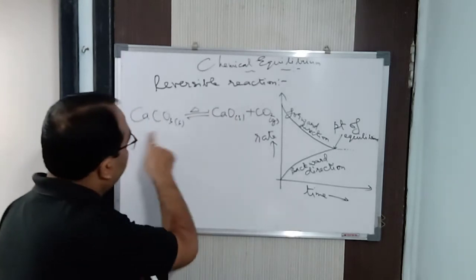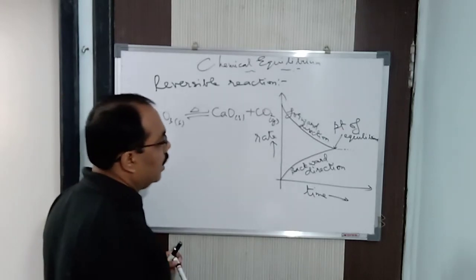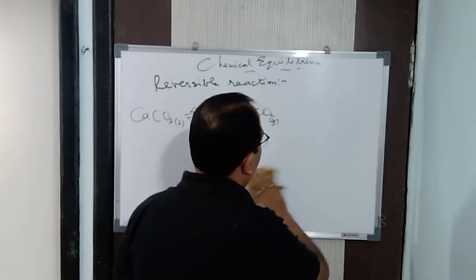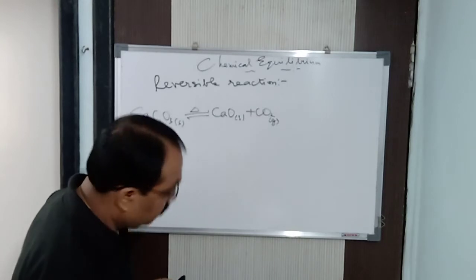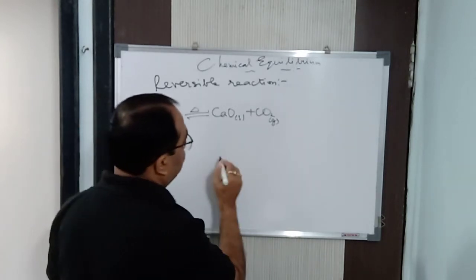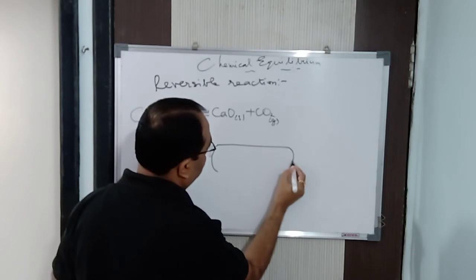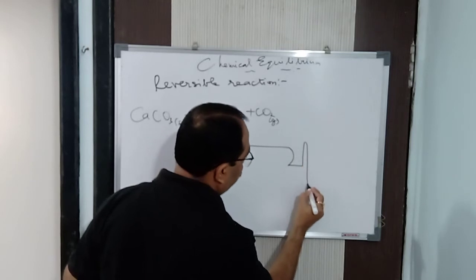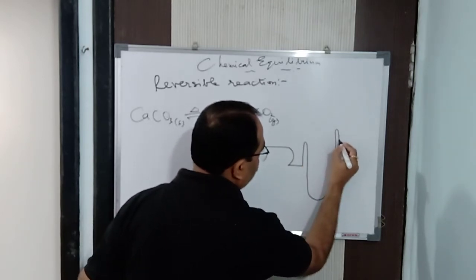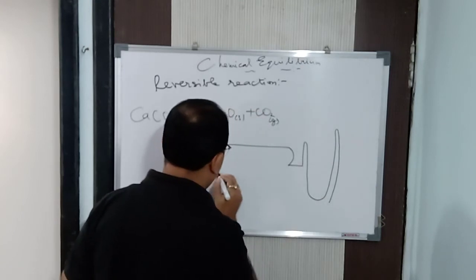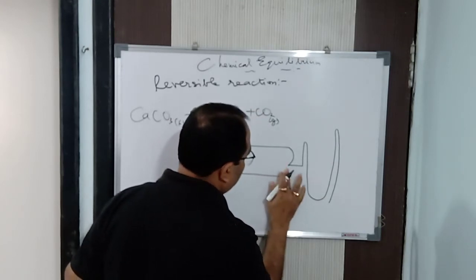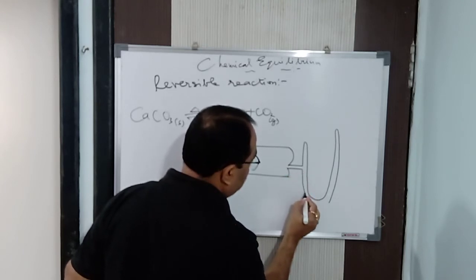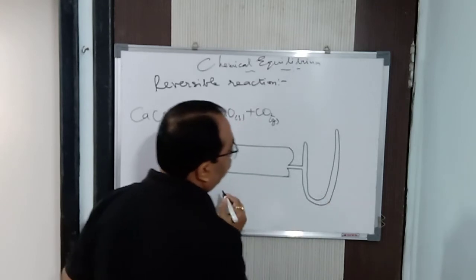Now, I have taken an example here: calcium carbonate, calcium oxide and carbon dioxide. How can I explain it experimentally? I think the graph you have understood. For this purpose, you have to take a container connected to a U-tube. I have already said the U-tube means the manometer, a U-shaped tube.